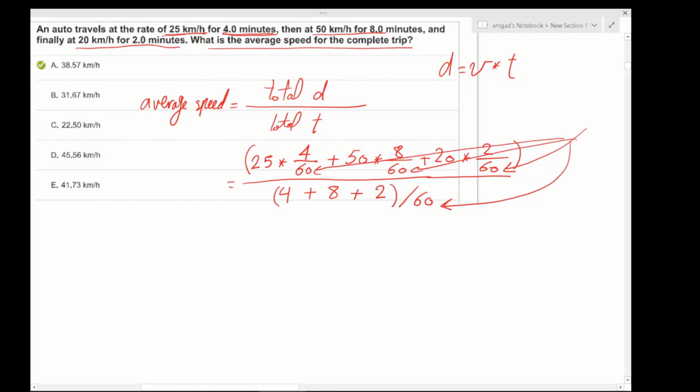So what do you think? We can remove the 60 or leave it or what? They will cancel each other. So you don't need to leave it in your calculation. Just cancel it. So I will cancel the 60 in my calculation, so it will be much easier. So could you please, guys, calculate the result? Please use your calculator.